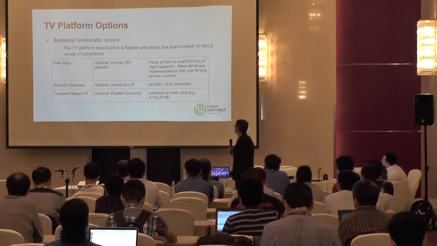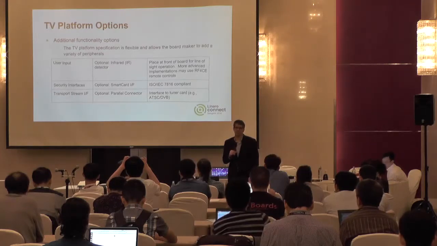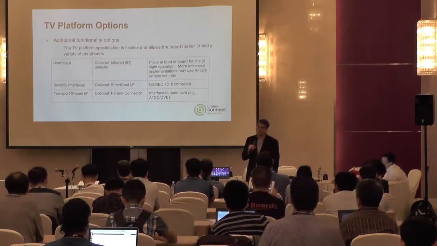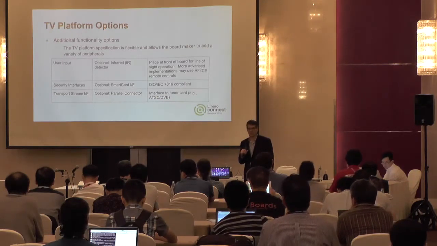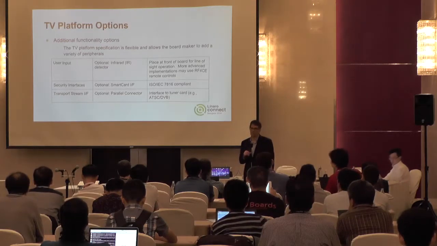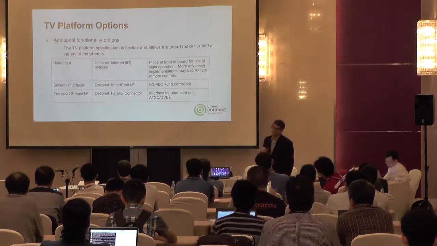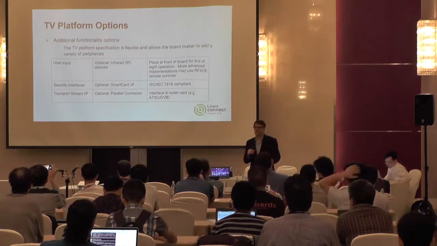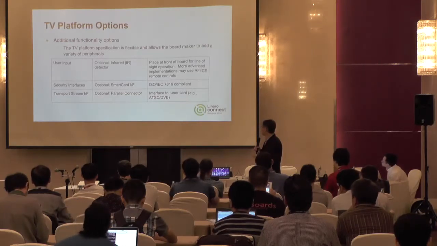Some other TV platform options, user input. You could have an IR detector for remote control. You may have something more advanced, like RF4CE, support for voice-activated remote controls. Voice-activated remote controls are really starting to gain popularity in North America on the Comcast X1 platform. It's one of their most popular features. RF4CE uses Zigbee. Again, it's wide open. The designers can decide what they want to put. There's enough space on the board, and it's up to them to determine what they want in their designs.